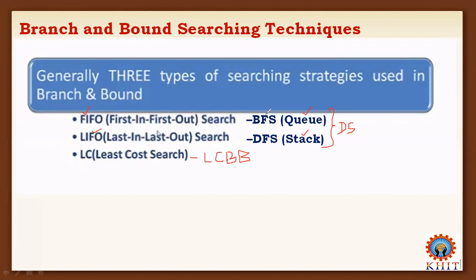So when we consider a queue for searching first in first out, we use BFS, the breadth first search technique, for constructing the state space tree, whereas in last in first out search we use DFS, depth first search, for constructing the state space tree. Now we will discuss clearly the difference between BFS and DFS in the next slide.